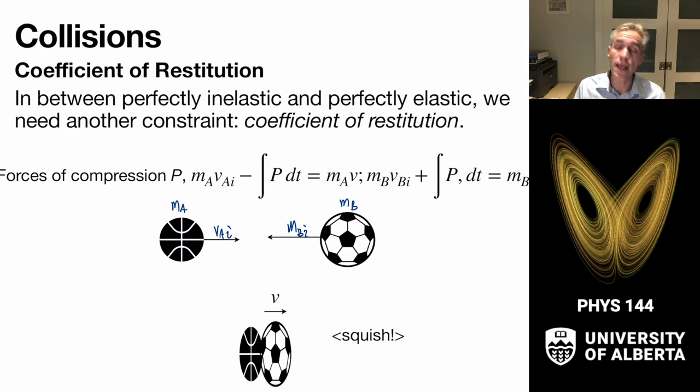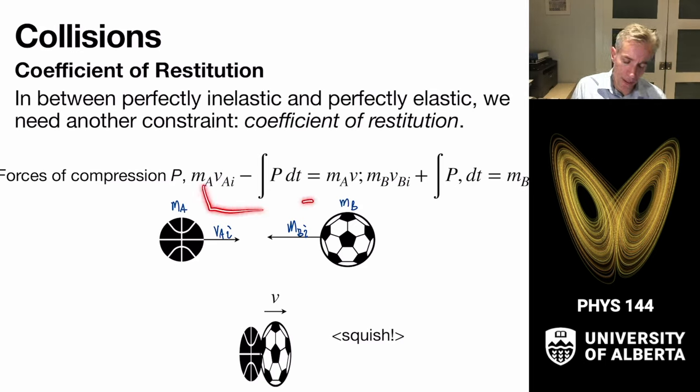I don't know what that is, but they are moving together briefly, instantaneously. And so they're all squished together and moving together at speed v instantaneously. And notice that these carry opposite signs. That's because, as a system, all of these forces are going to have Newton's third law pairs. They cancel each other out.